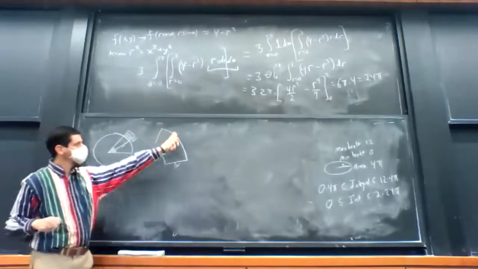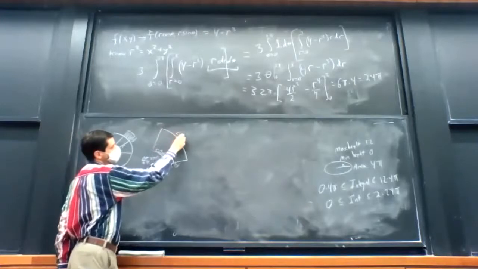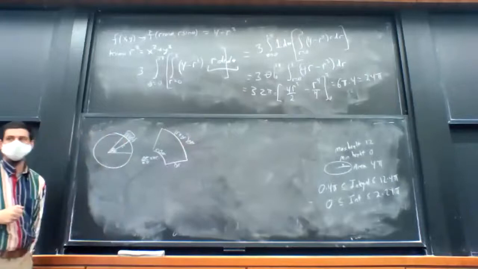What would the length of this section over here be? This would just be r plus delta r times delta theta.